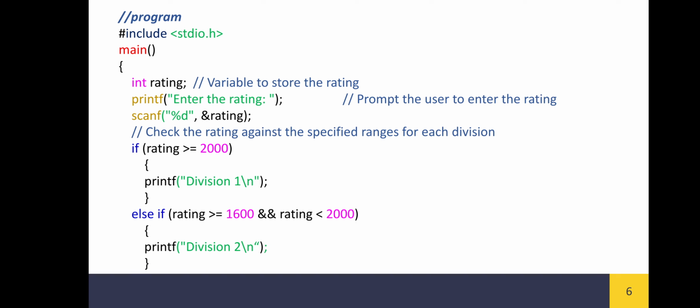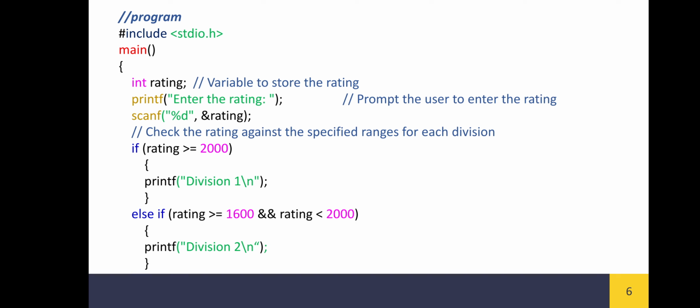Okay, so in the brackets, if rating greater than 2000, we write printf, because we have to print that the division is 1, and I write \n, that is a new line. It is optional now, but in future you have to use it to make the code look proper. Then we write else if.